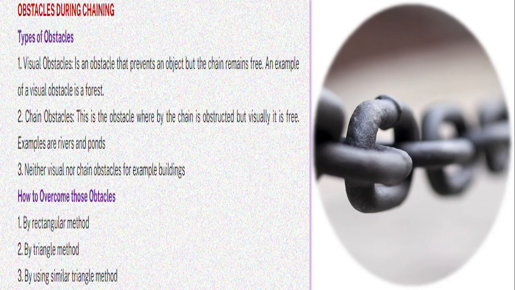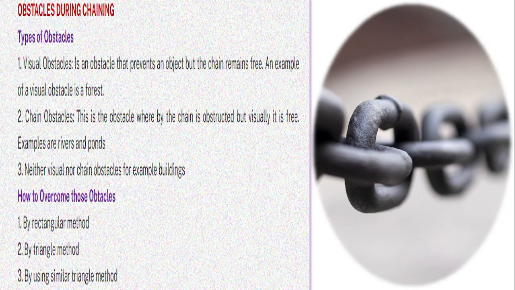Take an example of a visual obstacle: the forest. In a forest, you can't simply take measurements using a chain. Though it's not clearly visible to obtain the measurements, the chain is free to carry out the measurements, but it's difficult since it has an irregular shape. So you can't simply carry out the measurement due to this obstacle.